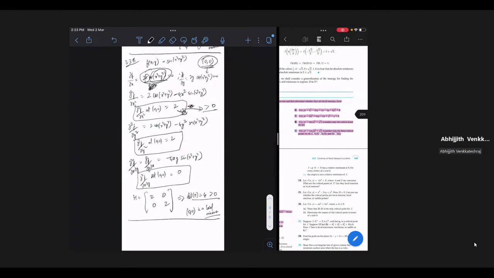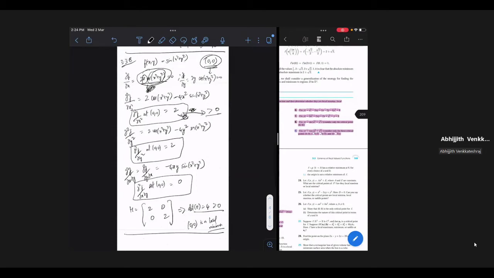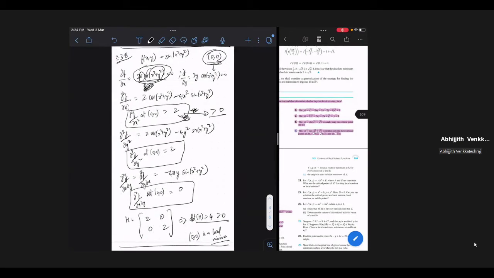Does it make sense? All I'm doing is finding the second order derivatives with respect to x, y, and then xy, and substituting them at the point 0 comma 0 that's given in the question, and you can find the Hessian matrix.